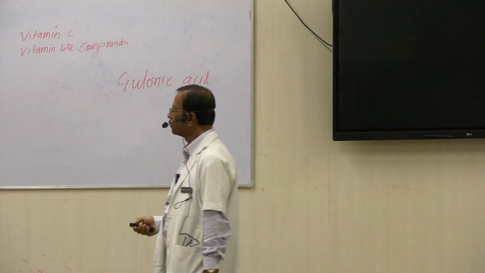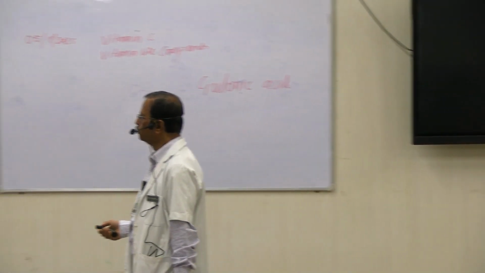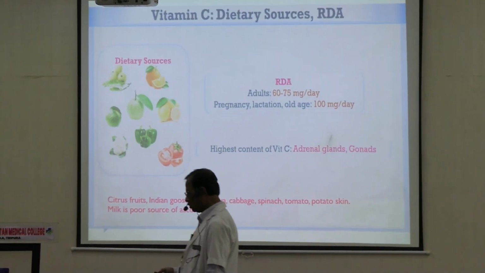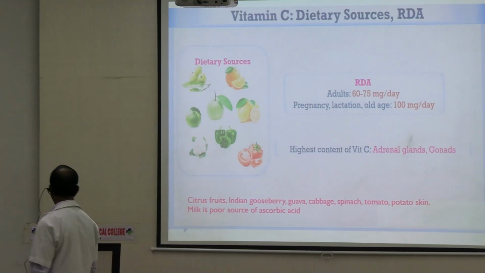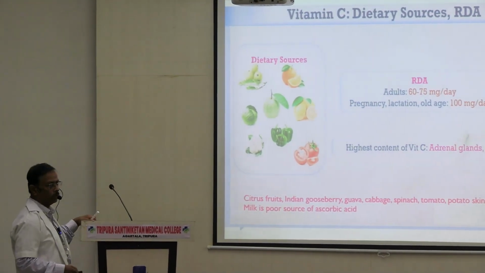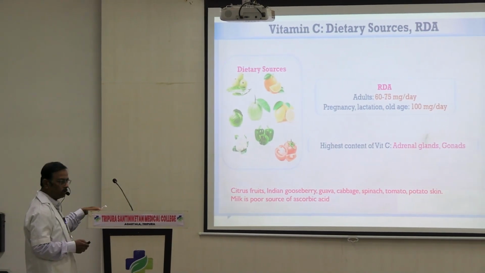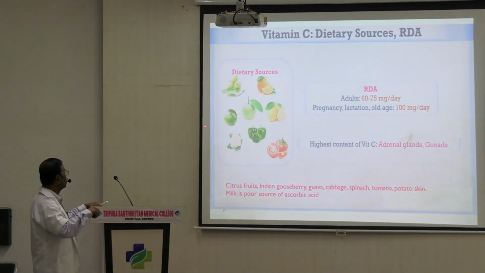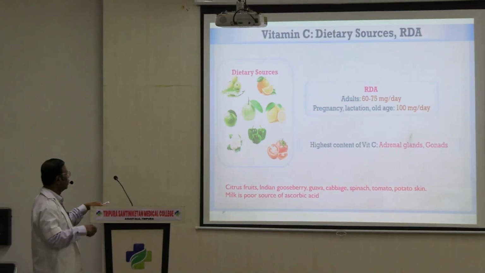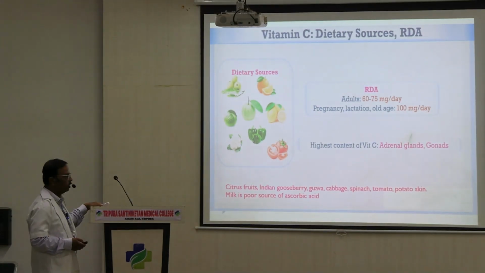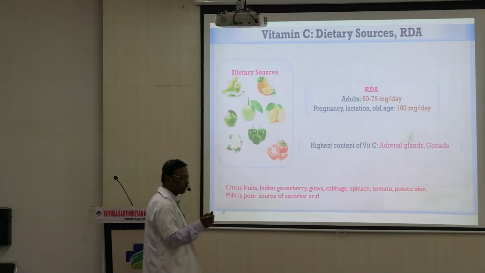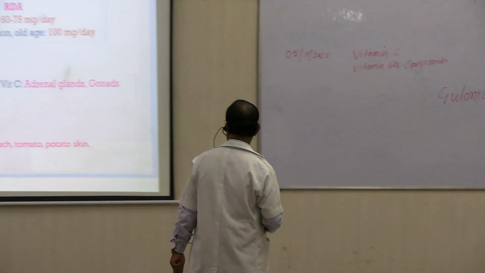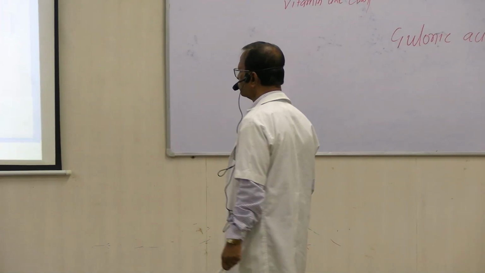Dietary source, the richest source is Indian gooseberry. Amla has a very high content of ascorbic acid. Then orange, lemon, cabbage, guava is a very good source. Mango, cauliflower. Then tomato is again a very good source. Then potato, especially potato skins. Those things are very good sources of ascorbic acid.